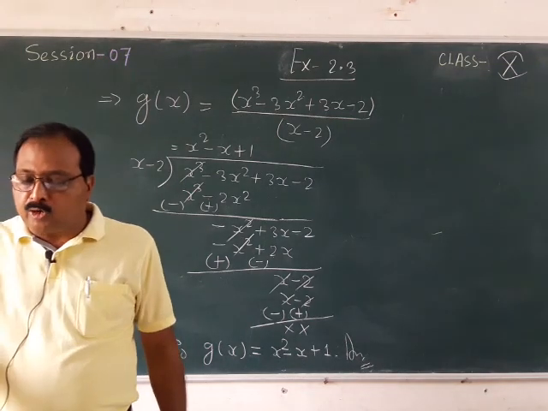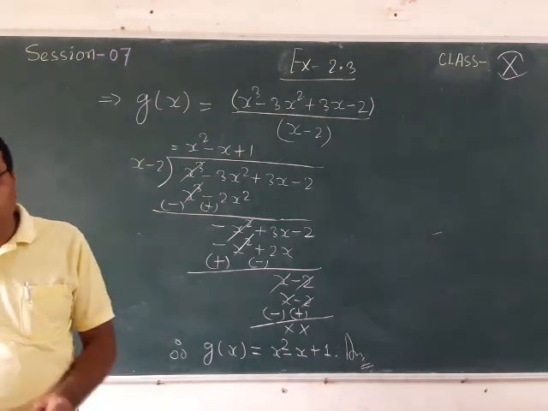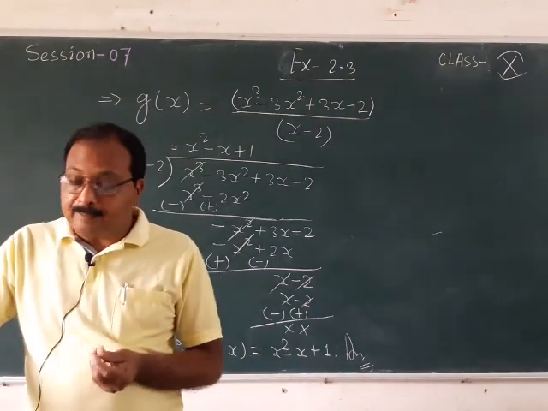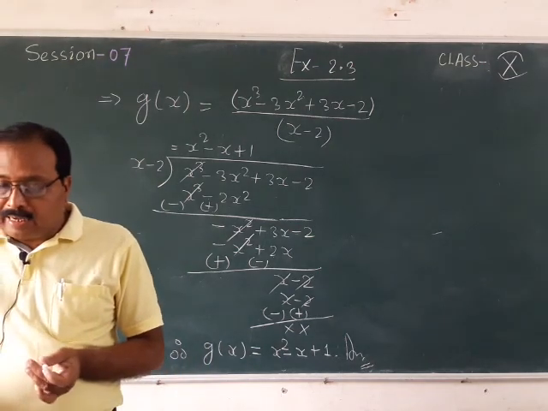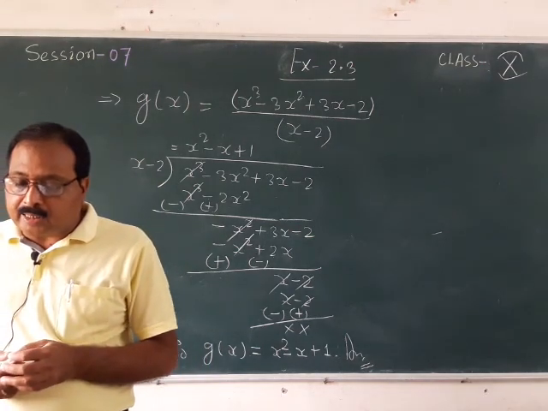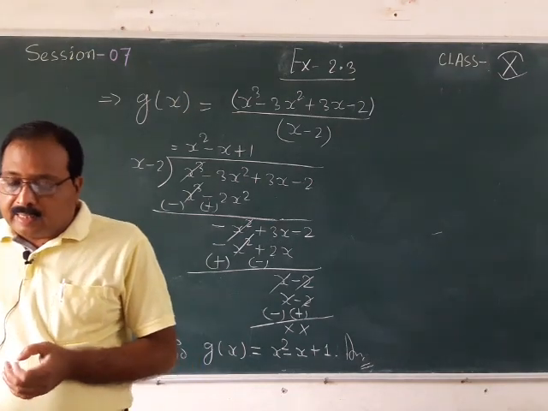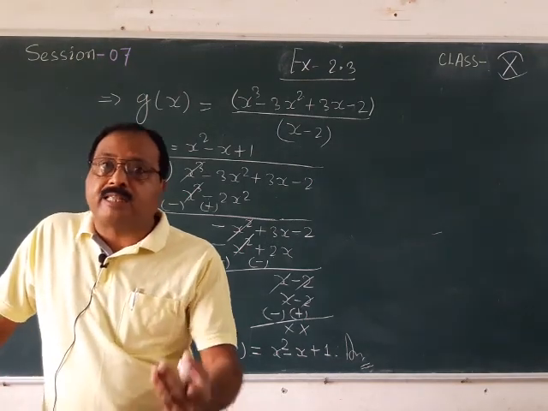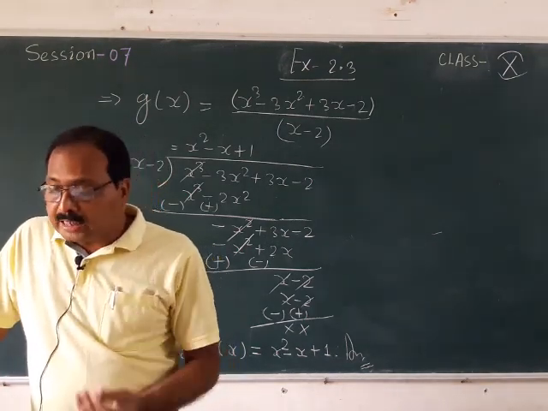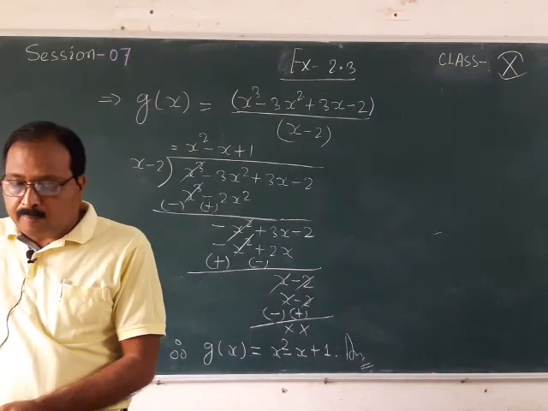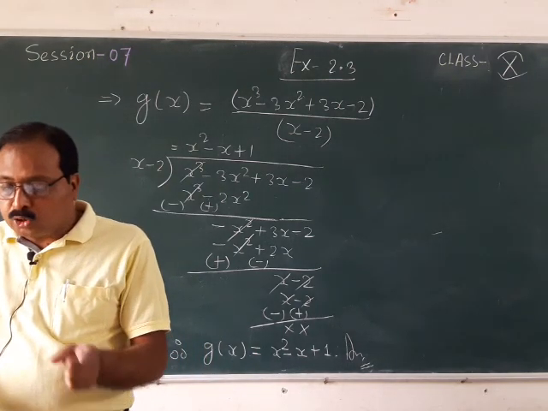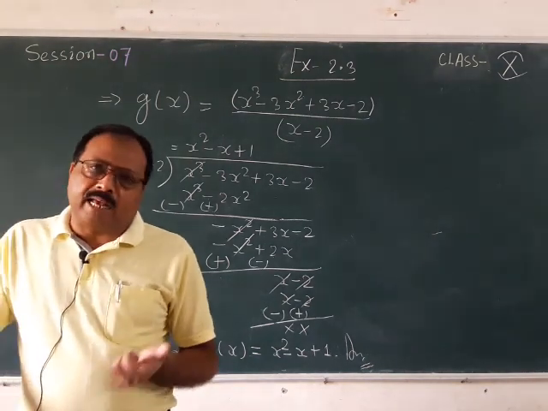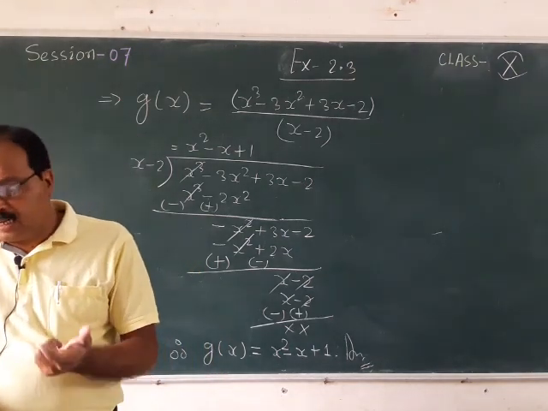Give examples of polynomials p(x), g(x), q(x) and r(x) which satisfy the division algorithm. And number 1, degree p(x) equal to degree q(x). That means the degree of p(x), the dividend, and q(x), the quotient, both should be equal. That means you can take any example as per your own convenience. Any example you can give.